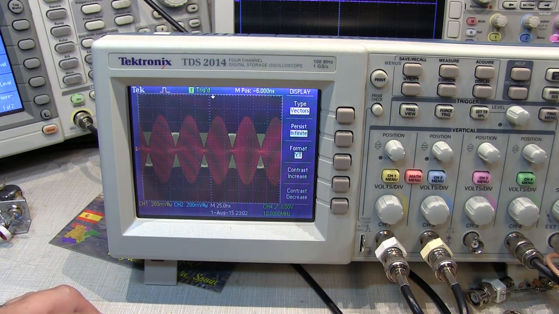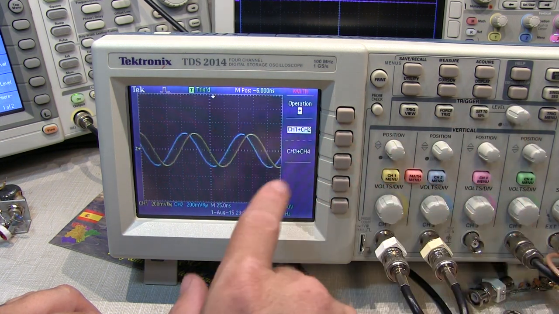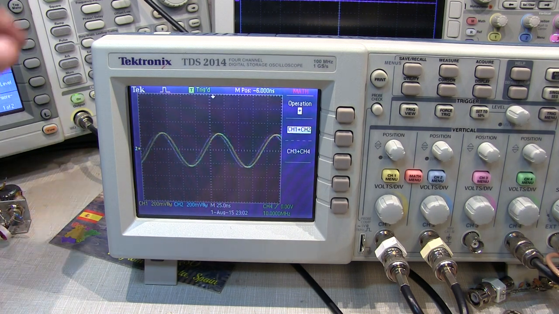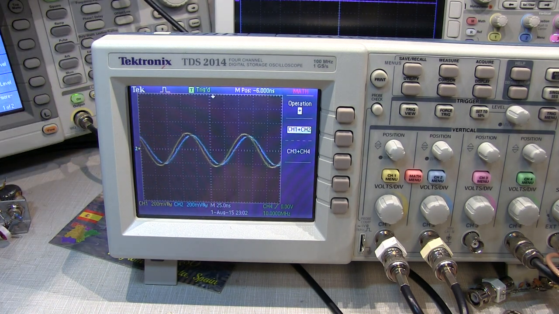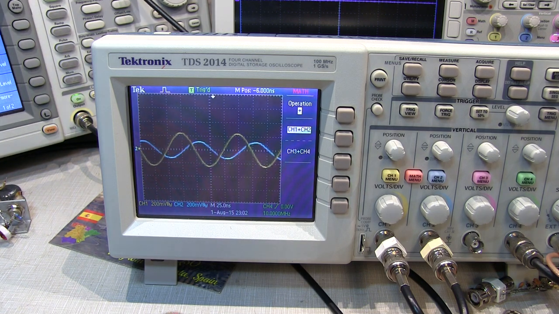Now, it might be a little harder to visualize what happens if the reflected waveform is not at the same magnitude as the incident waveform. So I'll simulate that by turning the amplitude down on my reflected waveform. I'm going to go down to about half of what the incident waveform is.